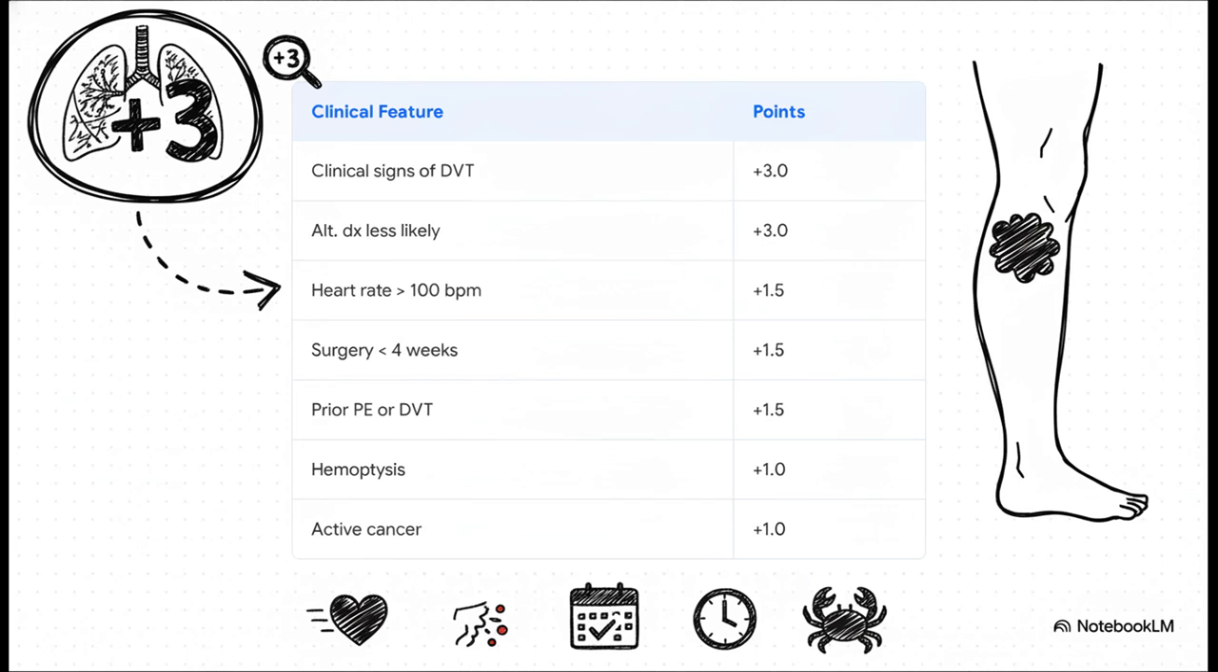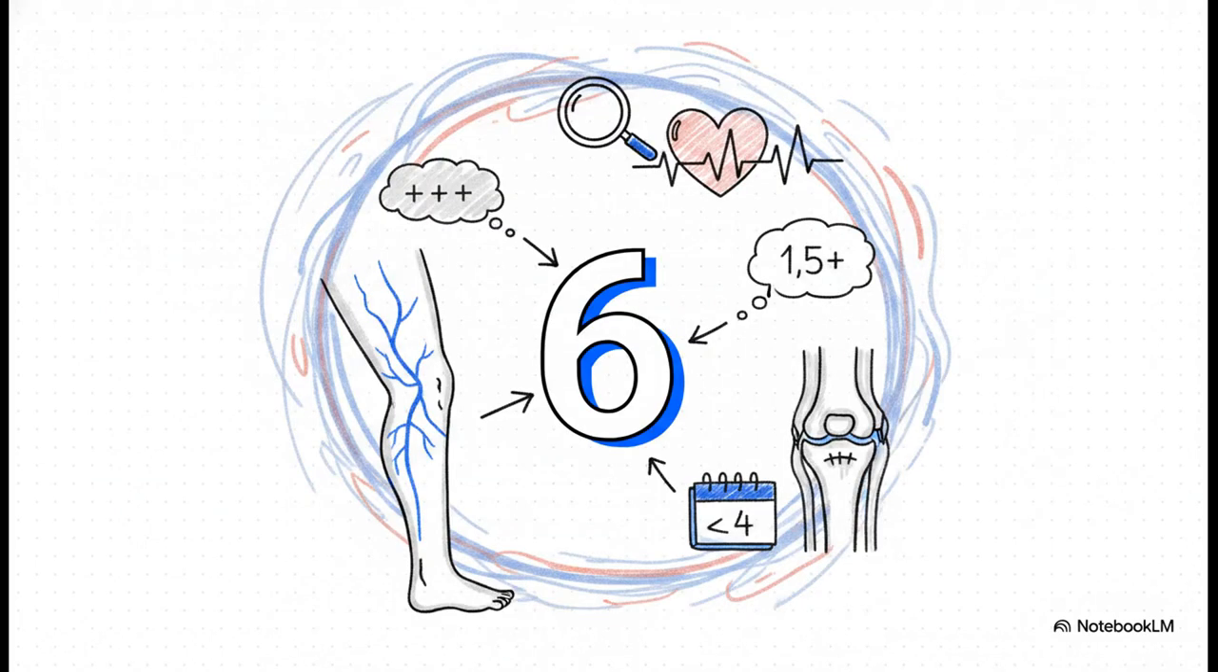Why? Because as we established earlier, VTE is one disease. If you can see the clot in their leg and they suddenly have chest symptoms, they almost certainly have a clot in their lung. Let's calculate our patient's PE score. She gets 3 points right off the bat for her blatant DVT signs. Her elevated heart rate of 104 gives her another 1.5 points. And her recent knee surgery, which was less than 4 weeks ago, gives her another 1.5. Add that up and her PE score is a definitive 6.